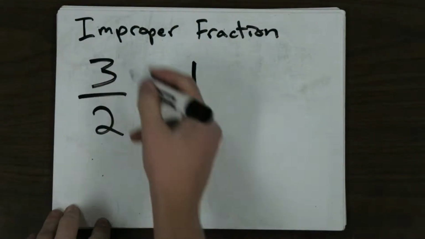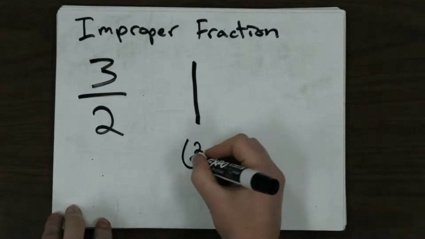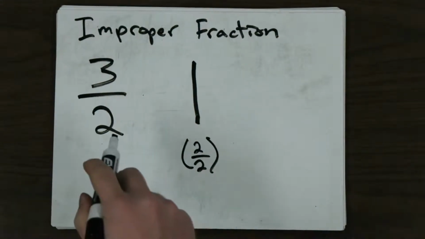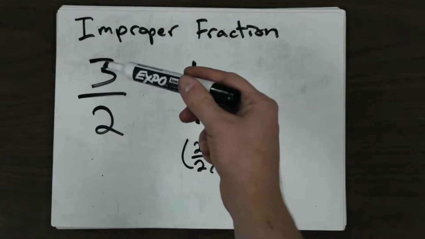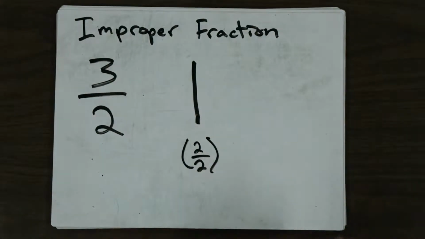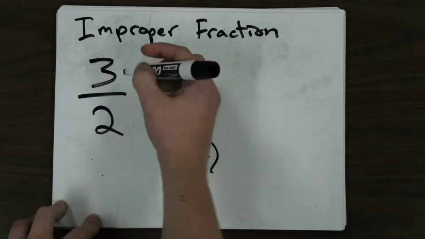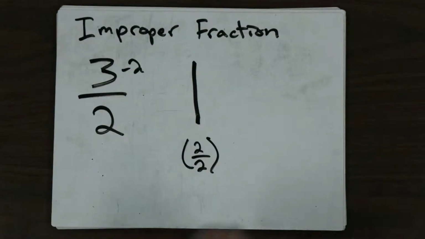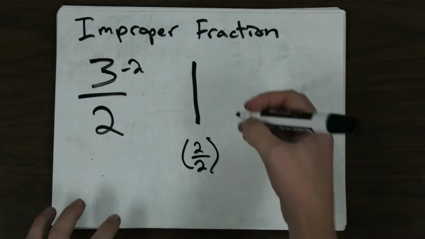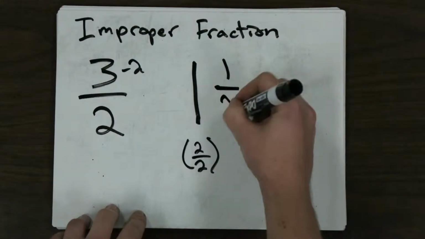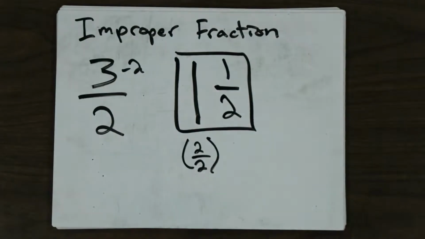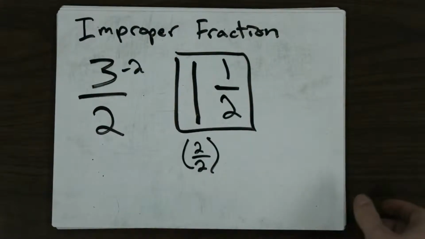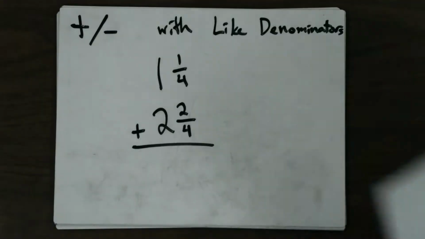Now, when I take 1 out of this, it's the same thing as taking out 2 over 2, right? 2 halves is the same thing as 1 whole. So I'm borrowing 2 of these 3 halves and turning them into 1 whole. Now, if I'm borrowing 2 of these 3 halves, then I have to take away 2 of them from the 3 to find out what's left over. And 3 minus 2 is 1 half left over. And there is my mixed number from this improper fraction. So 3 halves is the same thing as 1 and 1 half. So let's look at some problems that we can actually work with now.